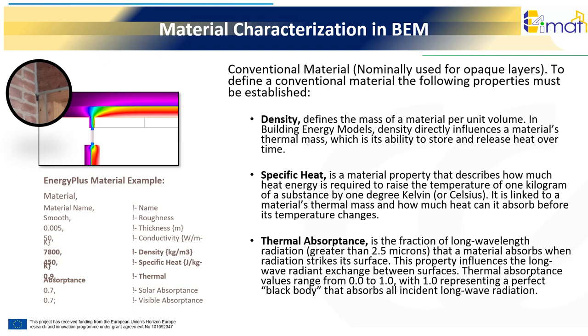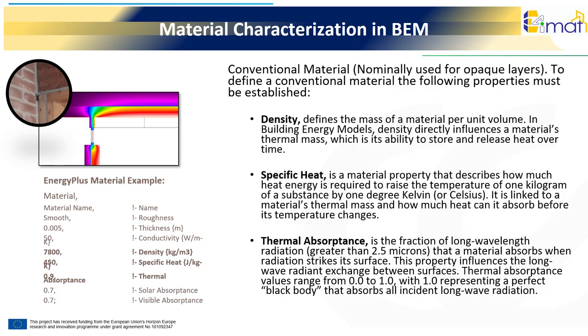Density defines the mass of a material per unit volume, typically expressed in kilograms per cubic meter. In building energy models, density directly influences a material's thermal mass, which is its ability to store and release heat over time. Specific heat is a material property that describes how much heat energy is required to raise the temperature of 1 kilogram of a substance by 1 degree Kelvin, or Celsius. Its units are typically joules per kilogram Kelvin.